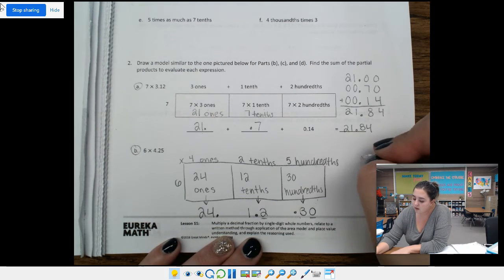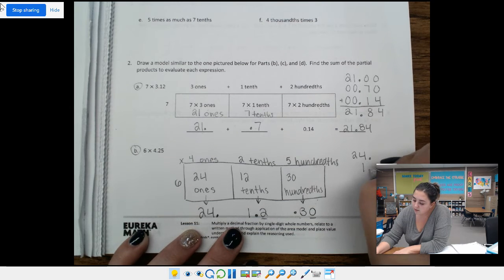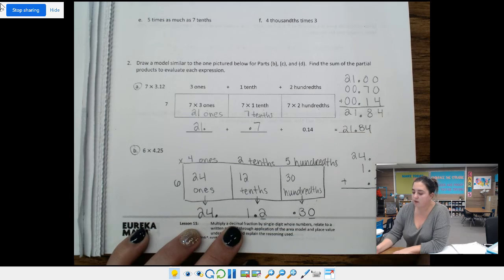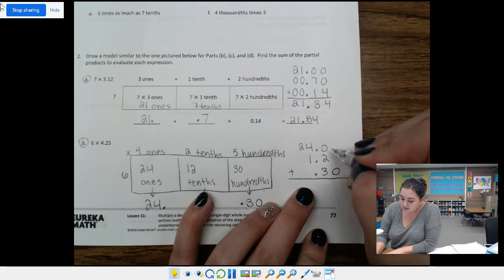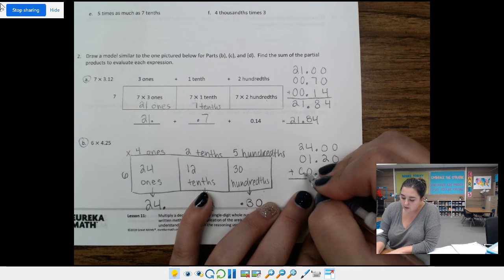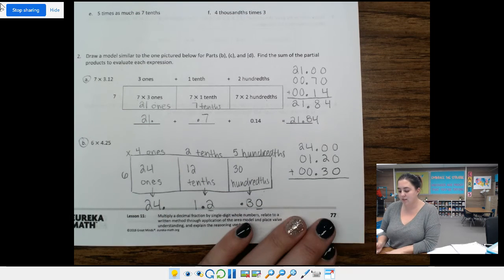All right, lining up my numbers. 24 decimal 12 decimal 30. Notice my decimal points are all lined up. That way I am adding up my tenths and my hundredths, my ones and my tens. I filled in with zeros.